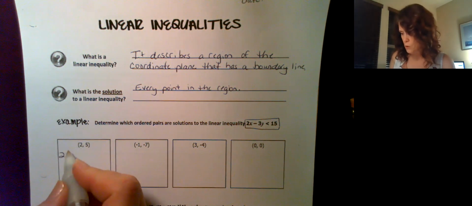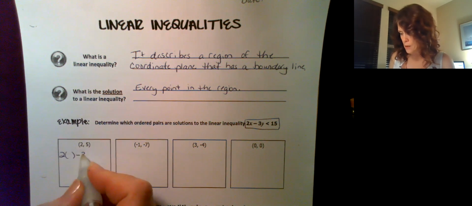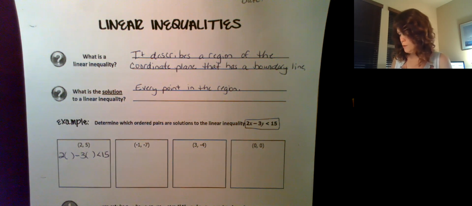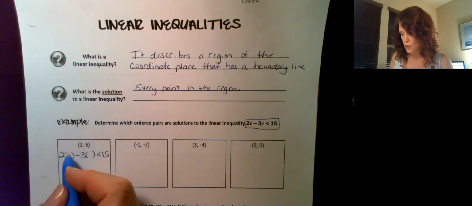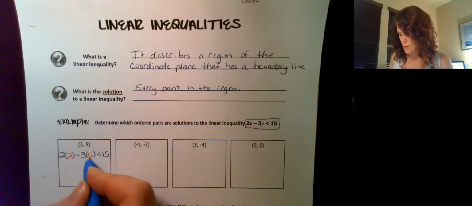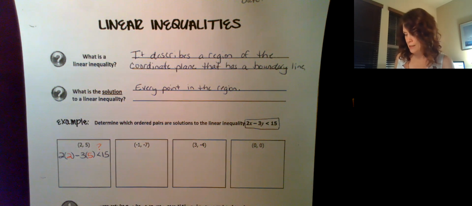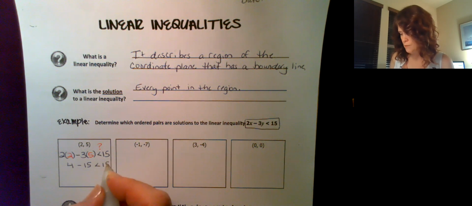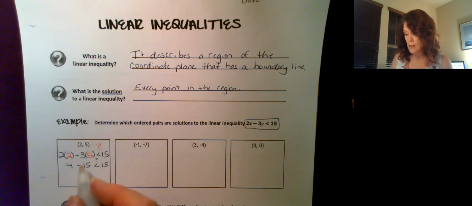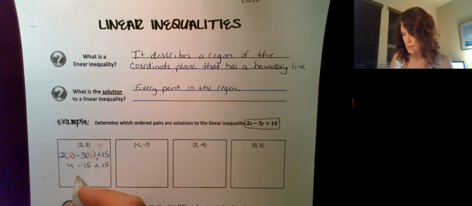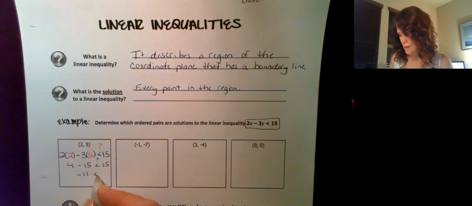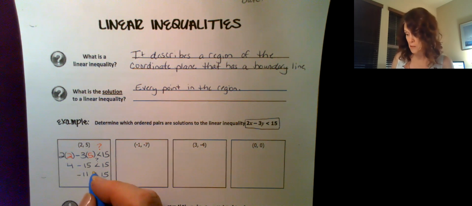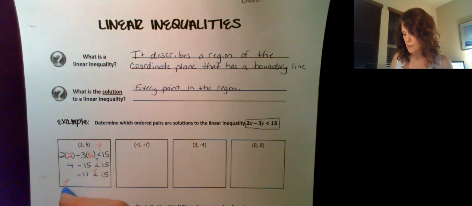So I would rewrite that inequality with parentheses so that I can plug in those values of x and y. For this case, if x is 2 and y is 5, we're trying to see whether it makes the statement true: 4 minus 15 is less than 15. What is 4 minus 15? And is negative 11 less than 15? Yes, so that is true. So this would be a solution.